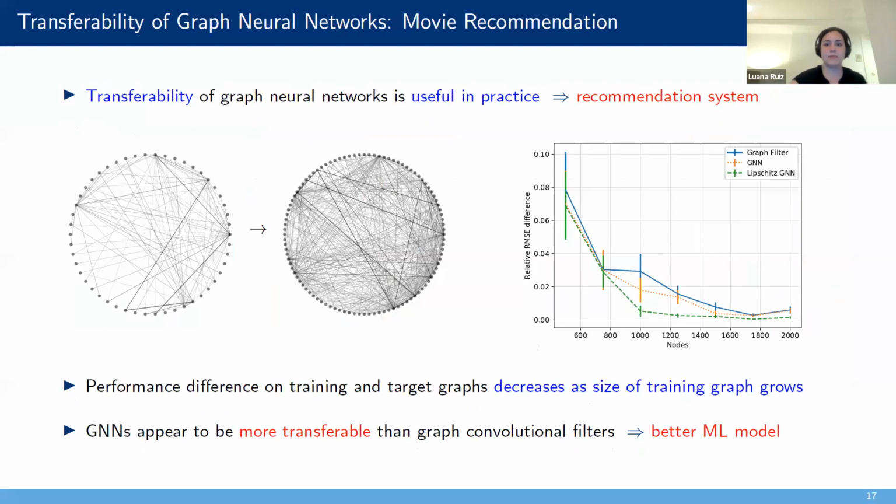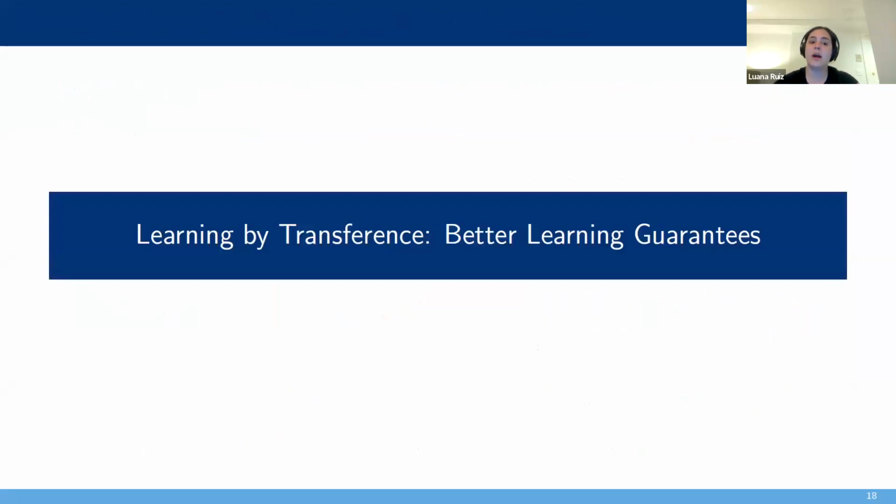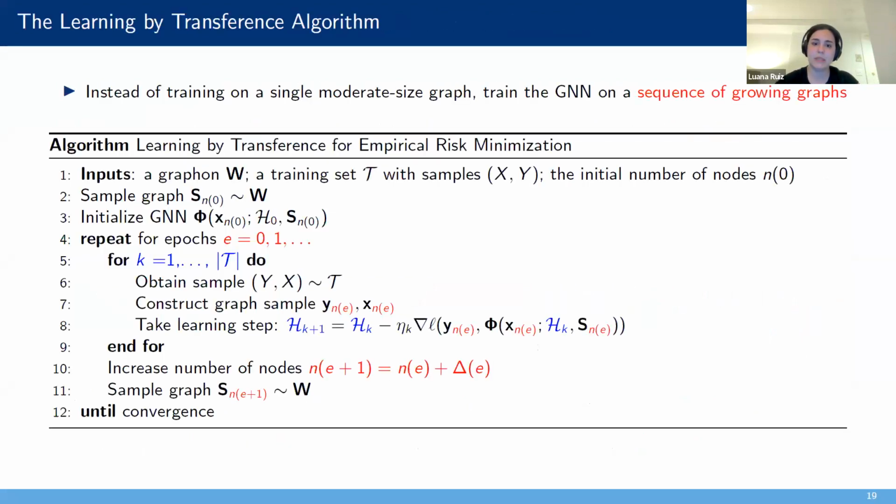So let me skip this numerical example so I can get to the next part of my talk, where I want to talk about an extension of transferability, which is learning by transference. So what is the difference between transferability and learning by transference? In transferability, we're training a graph neural network on a small graph, which is a single graph, and transferring to a large graph and making an error, and we can't really escape that error, right? But can we do better?